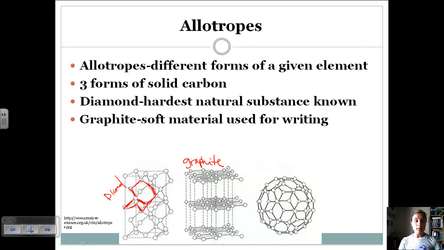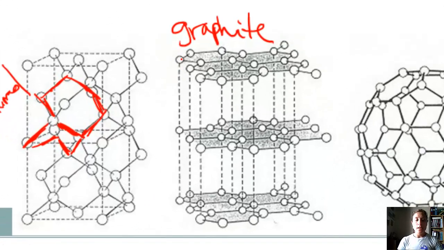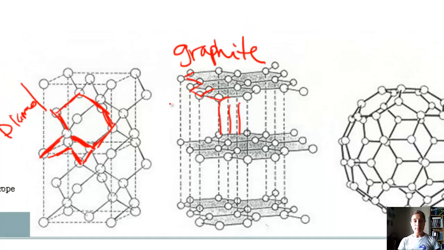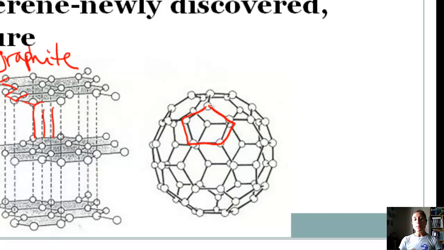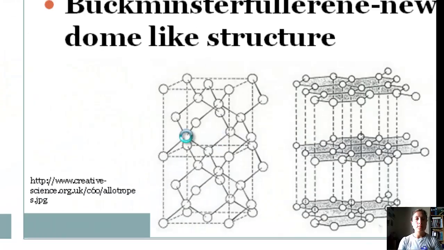Then we have graphite, which you guys probably use all the time. It's also known as pencil lead. As you can see here, we've got this crystalline structure again, but then they're bonded in thin sheets, and those sheets can slide over one another, which is why graphite works really well for your pencil, because it can slide on the paper. Buckminster fullerene is a newly discovered allotrope of carbon. Again, it's got that crystalline structure, but this time it's bonded in a ball or a sphere. I'm not sure of all the uses of that one.